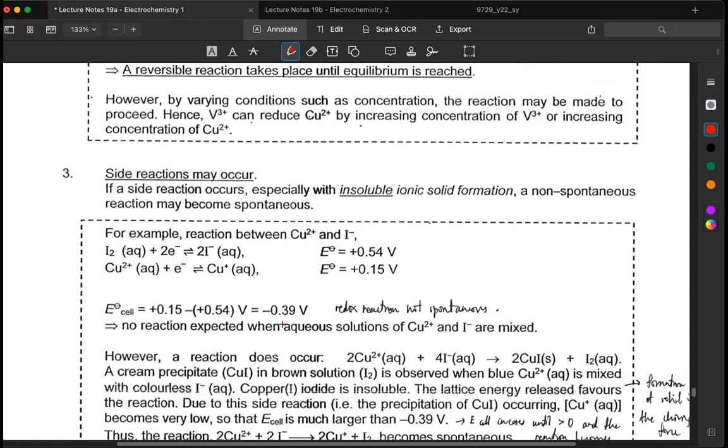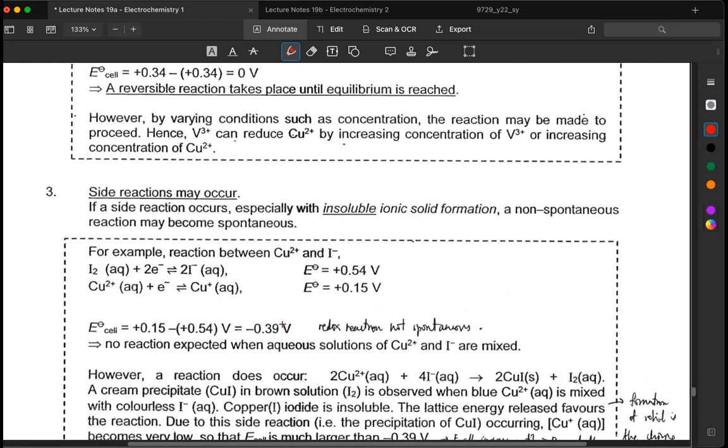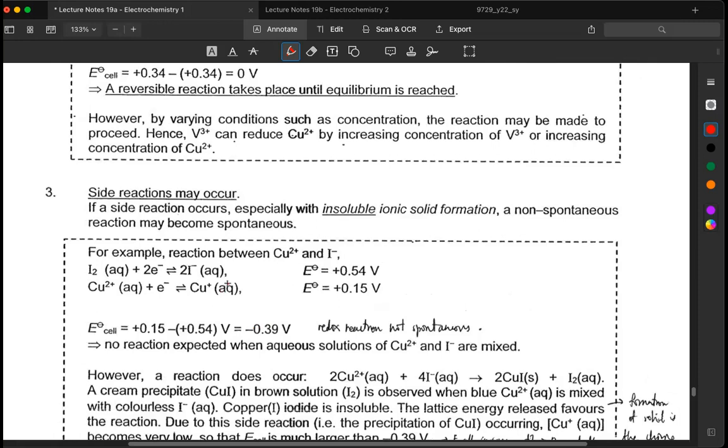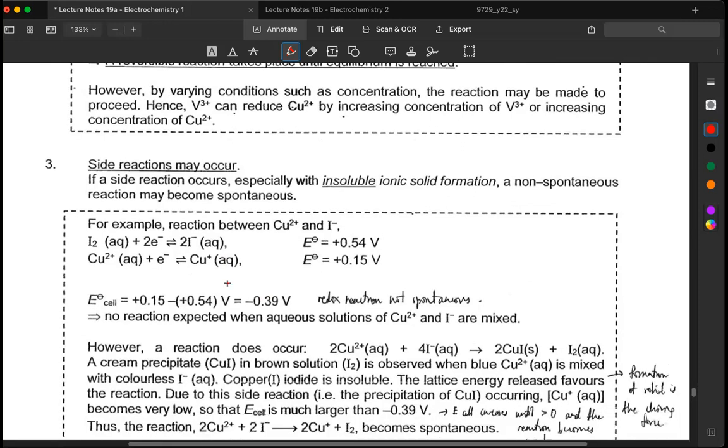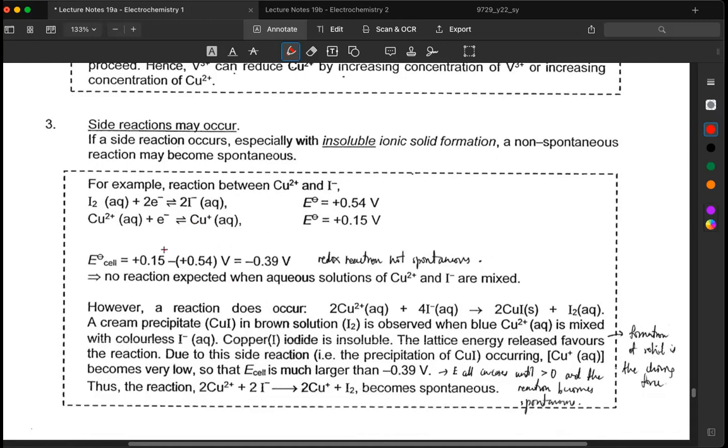Sometimes another reason is that there could be side reactions, like for example an insoluble ionic solid. So sometimes a non-spontaneous reaction may become spontaneous. For example, let's say this reaction, copper 2+ and iodide. Based on the E0 cell value, if it's copper 2+ and I minus, copper 2+ is the reduced one, always write like that. Then this one is the oxidation one, because always circle.